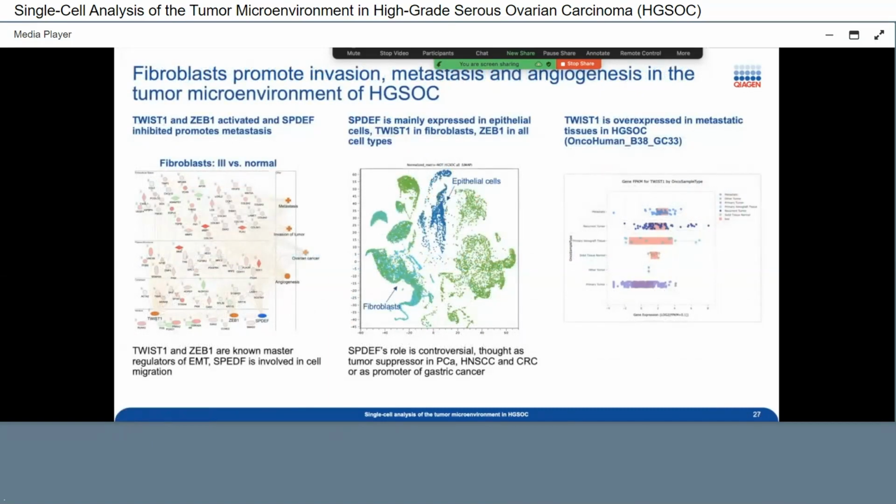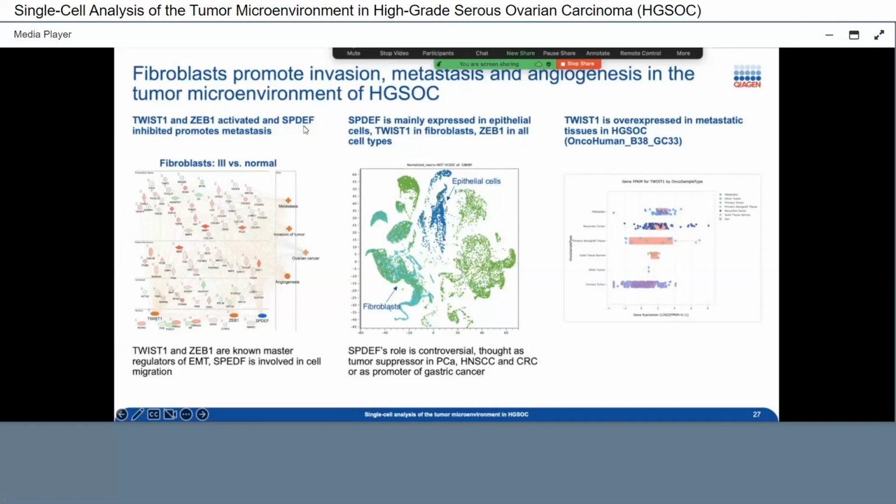First of all, we know that the fibroblasts are prevalent in that tumor microenvironment. We know they promote invasion. We know they promote metastasis, angiogenesis, basically everything necessary for the cancer cells to progress. I have selected, using the upstream regulator, two very important transcription factors that are known to be a master regulator of EMT, TWIST1 and ZEB1. And they are represented here.